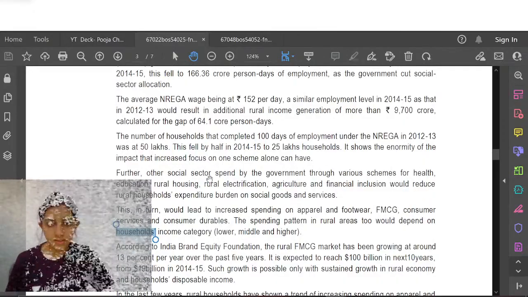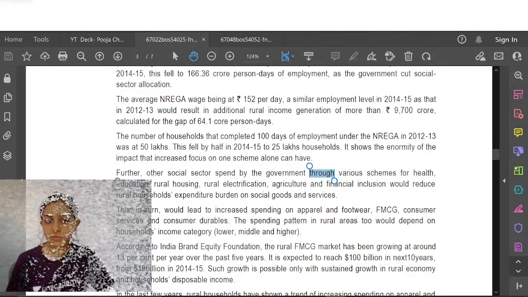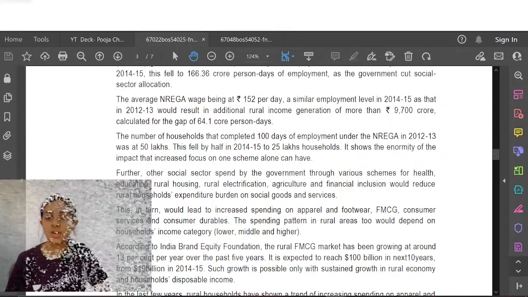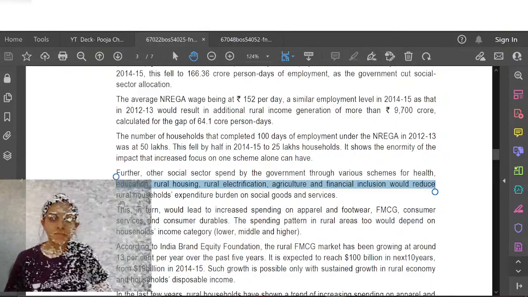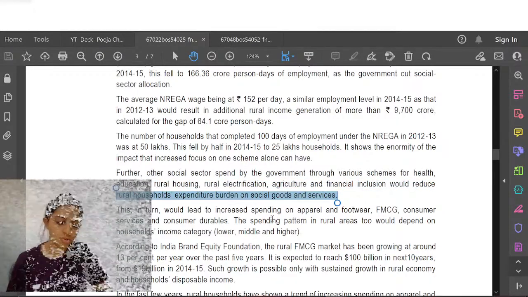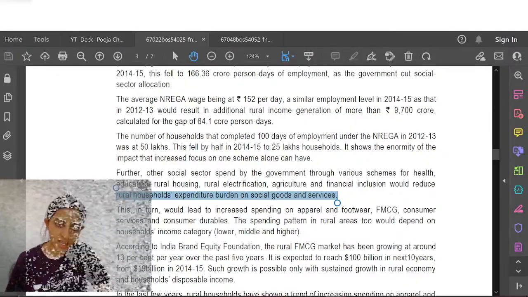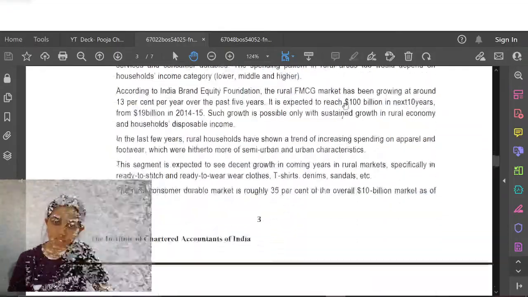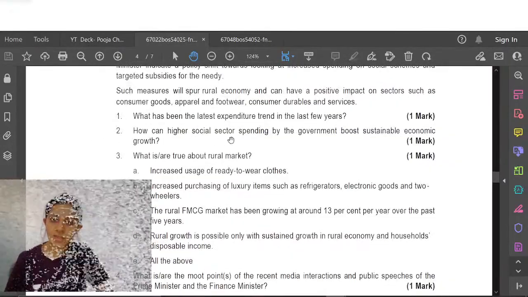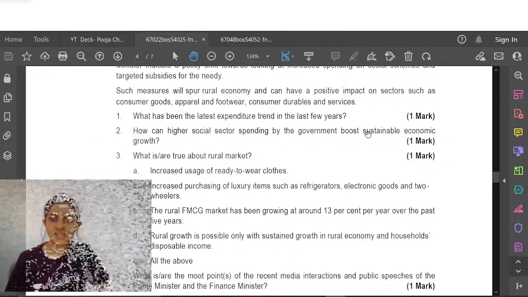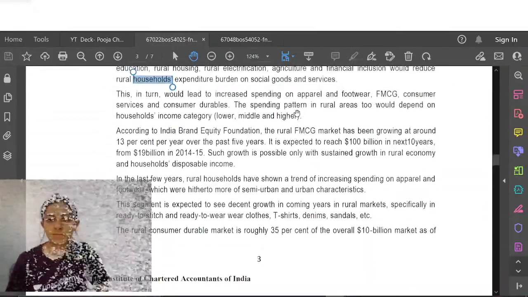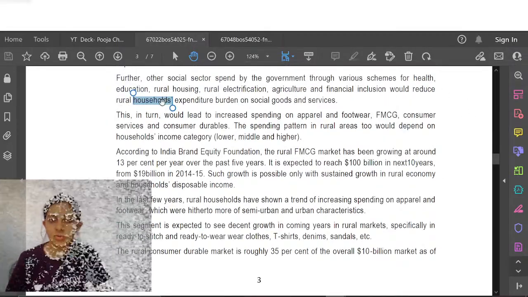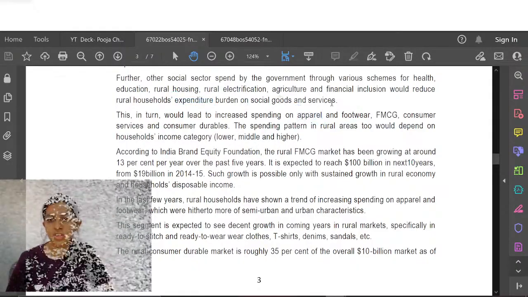Okay, look at this. The social sector spent by the government through various schemes for health, education, rural housing, rural electrification, agriculture, and financial inclusion would reduce the rural household expenditure burden on social goods and services. So, by higher spend by government, it would reduce the rural household expenditure burden. Our question was what? How can higher social spending by government boost sustainable economic growth? So how can it boost? Because through that, we would reduce rural household expenditure burden on social goods and services.